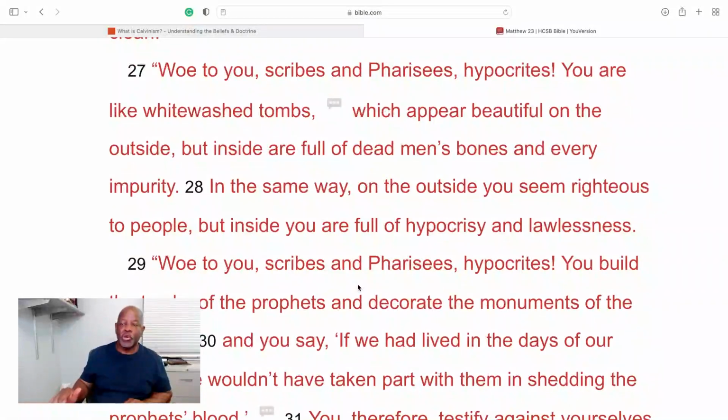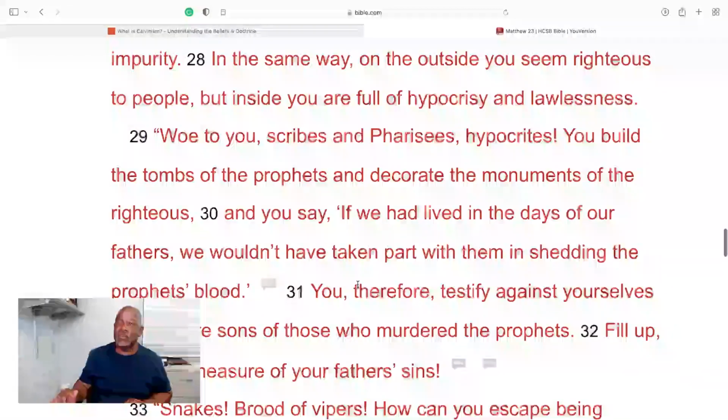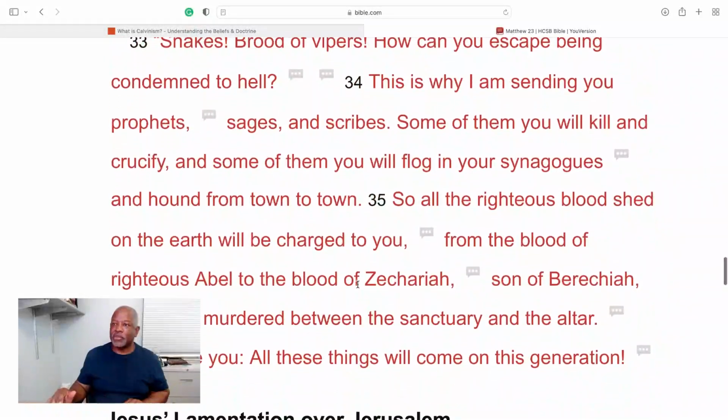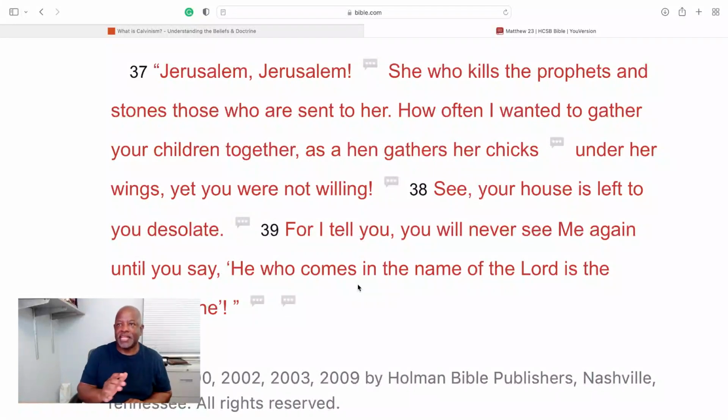Now, this is true in that you see over and over again Jesus expressly denouncing the Pharisees. But when he gets down to verse 37, he then shifts and says, Jerusalem, Jerusalem. She who kills her prophets and stones those who are sent to her. How often I wanted to gather your children, O Jerusalem, as a hen gathers her chicks under her wings, yet you were not willing. Now he will say, well, the Pharisees were not willing. Really? Were the Pharisees not willing? Is he referring to the Pharisees here? He says, see, your house is left to you desolate.